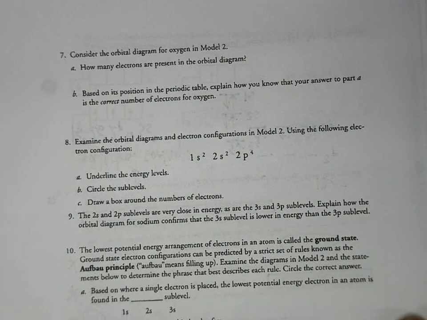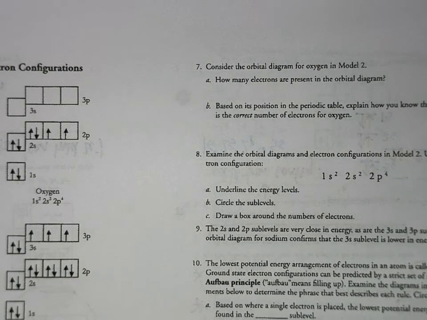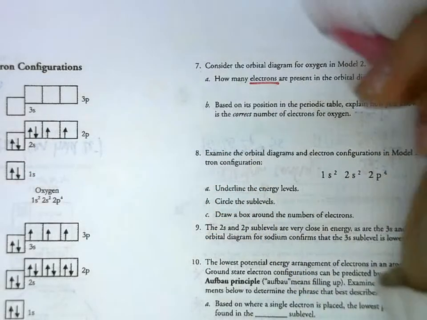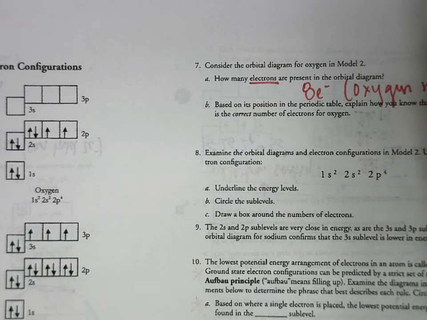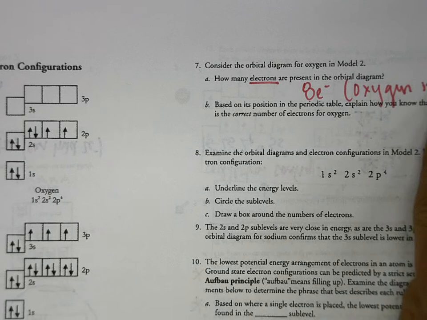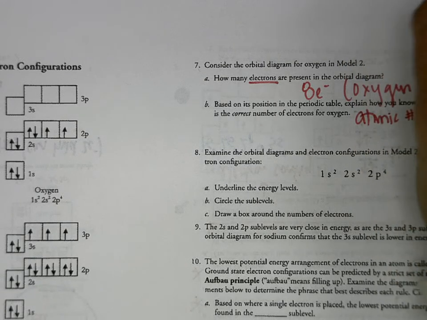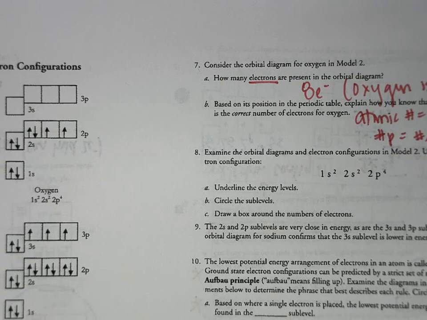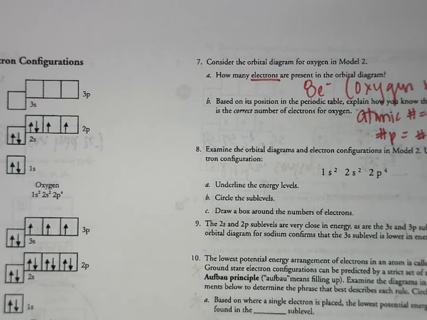All right, number 7, consider the orbital diagram for oxygen. There's oxygen. How many electrons are present in the orbital? Well, our electrons are the arrows. We have 1, 2, 3, 4, 5, 6, 7, 8. And oxygen is number 8 on the periodic table. So based on its position in the periodic table, explain how you know that your answer to part A is correct. Well, if oxygen's number 8 on the periodic table, we know the atomic number equals the number of protons. And since we're dealing with neutral atoms, the number of protons equals our number of electrons. So there should be 8. We're not going to do number 8 because we already did it on the front side of the page for number 3. We already talked about that.